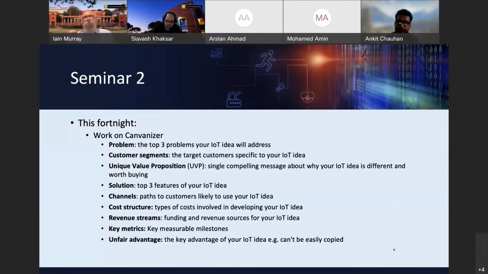So the Canvanizer has a section for the problem. This is the top three problems that your IoT device is going to address. So what are the three main things that you will be addressing within your development? We look at customer segments. Okay, so who is the target audience for your solution? So you know who you're going to sell to or who you're going to provide to. And one of the key ones is a unique value proposition. This is what makes your device unique. Why is it different from things other people have done?